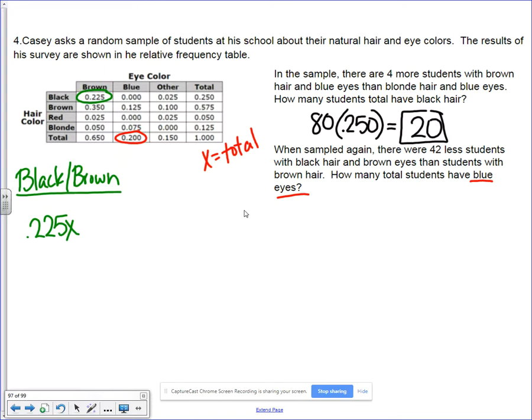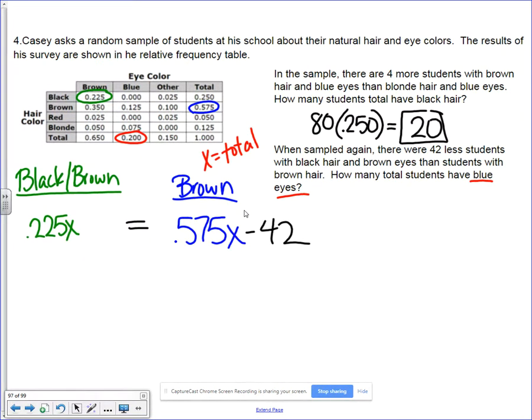And then students with brown hair, period. So brown hair, period, is right over here. So just brown hair. So that would be 0.575. Now they told me there were 42 less students with black hair and brown eyes than students with brown hair. So if I want to make these things equal, I can do two things. I can either say if I want them to be equal, I would have to add 42 to this to make them equal, or I would subtract 42 over here to make them equal. Either way is good. I think I'll leave it like this.